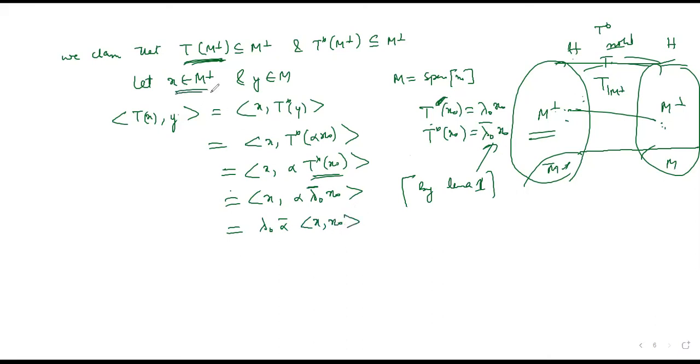लेकिन X है M perp में, Y है M में, तो ये दोनों ऑर्थोगोनल हैं, तो ये तो 0 होगा. इसका मतलब क्या हुआ? इसका मतलब जो है TX जो है यहाँ पे वेक्टर और Y के, M के हर एक वेक्टर के साथ इसका इनर प्रोडक्ट 0 है. Therefore T of X must belong to M perp, which implies that T of M perp is contained inside M perp. How about T star?